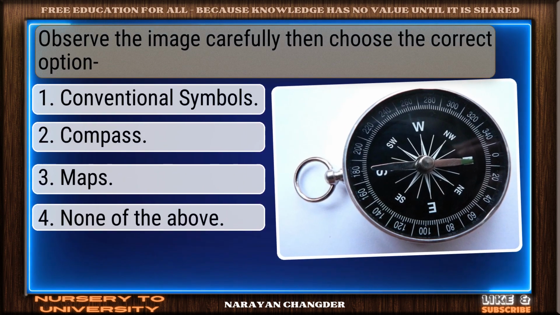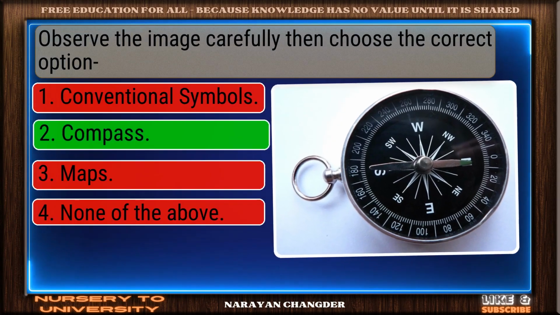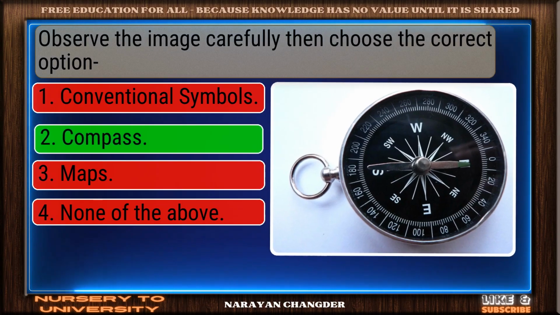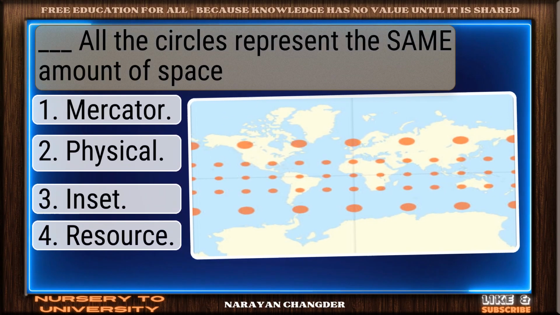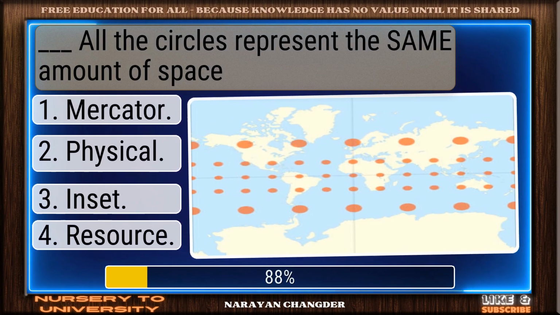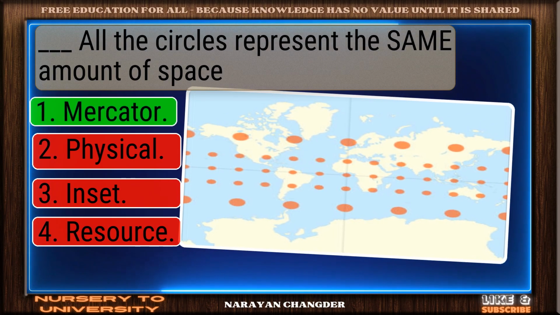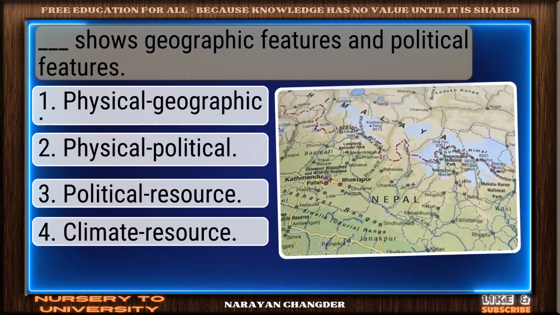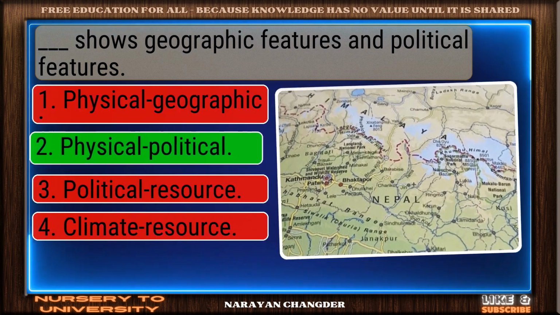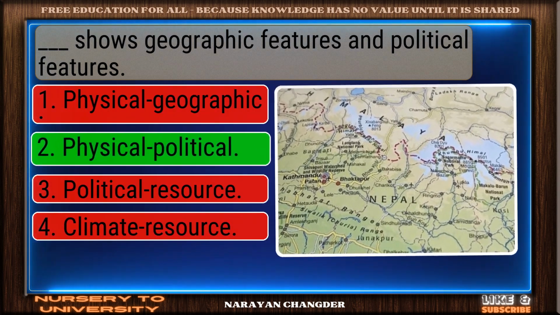Observe the image carefully, then choose the correct option. Great job. Compass is the accurate answer. Dash. All the circles represent the same amount of space. Well picked. Mercator is the correct answer. Dash shows geographic features and political features. Well reasoned. Physical political is the correct choice.